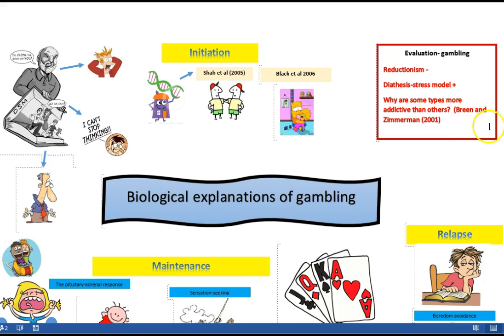And then finally, this would be a negative: the approach doesn't take into account why some types of gambling are more addictive than others, for example. Griffiths and Zimmerman found that online gambling is more addictive than other types of gambling, so the approach doesn't actually explain that. So these are the main issues with this particular approach to explaining gambling behavior.